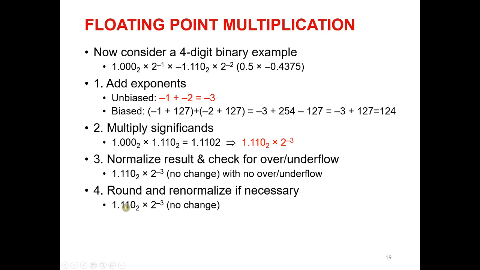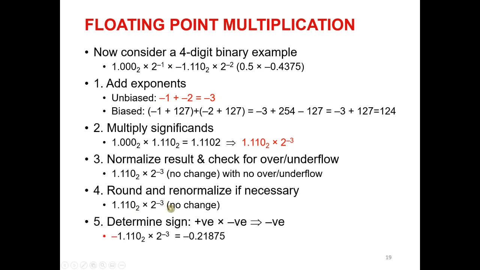Now we don't need to round anything because everything is fine. The number has 4 digits, so everything is okay. And now we determine the sign. In this case, the first operand had a positive sign, but the second one has a negative sign. So the signs of the operands differ, so the sign of the multiplication is negative. And we can check this result with the decimal values in order to see that everything is correct. Okay.